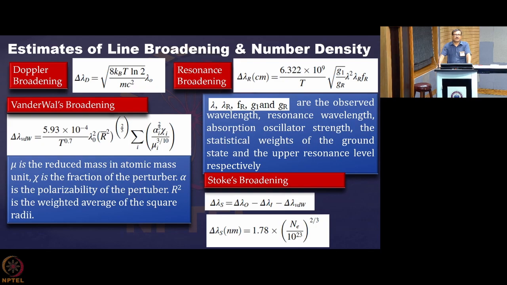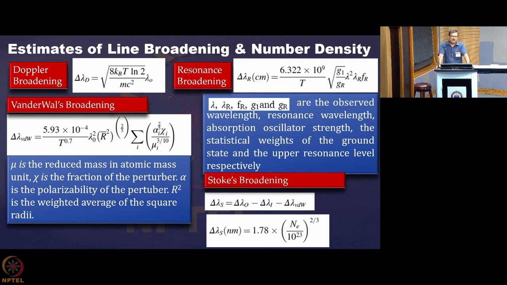Now I come to the precise expressions for the different kinds of broadening. Doppler broadening is due to the thermal motion of the radiating atoms. That is given as delta lambda D, the width of the line contributed by Doppler broadening, equal to the square root of 8 kB T log 2 divided by m c squared, multiplied by lambda 0. Here lambda 0 is the central wavelength, you can say.